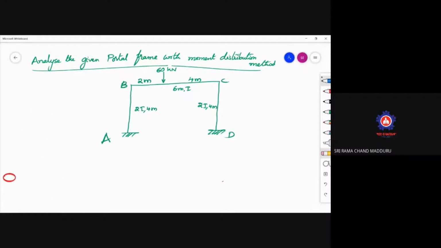Now, in this one, you can observe there is no horizontal loading. Here, this is 2I, 4 meters. This is 2I, 4 meters. The moment of inertia of the two columns is uniform. Lengths are uniform. But the eccentric loading is acting on the beam. This eccentric loading will create sway. So the sway will be like this. I'm just drawing the elastic curve.